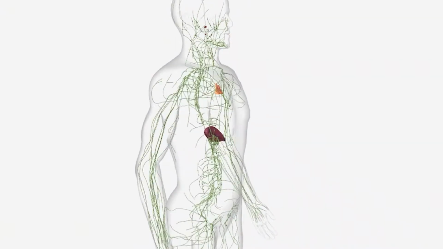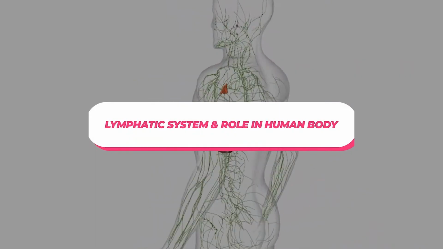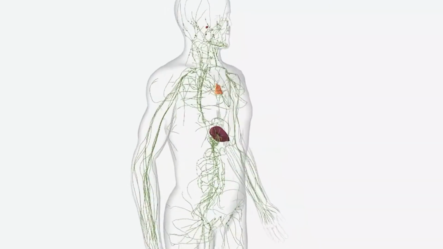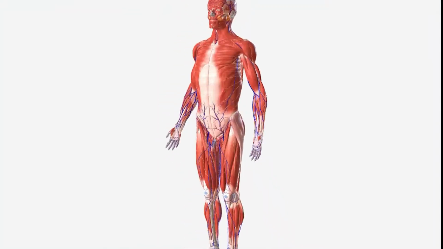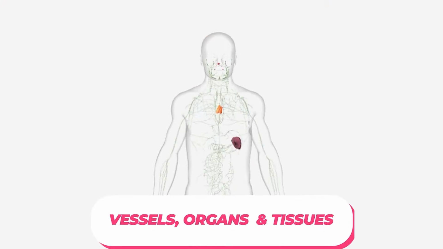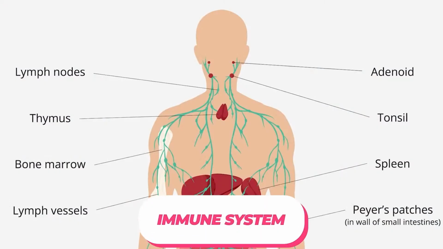In this video, we will talk about the lymphatic system and its role in the human body. The lymphatic system is a crucial part of the body's immune system and helps to protect the body against disease and infection. It is a network of vessels, organs, and tissues that help to remove waste and toxins from the body, as well as playing a crucial role in the immune system.